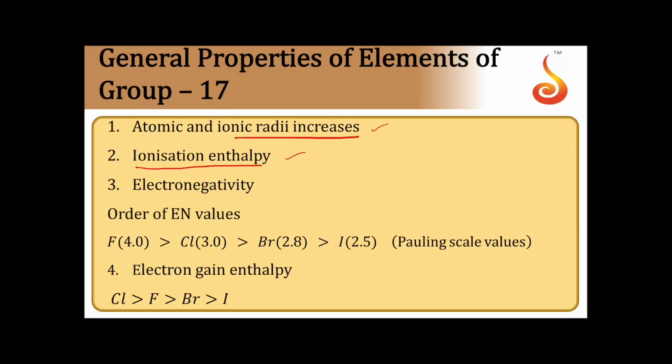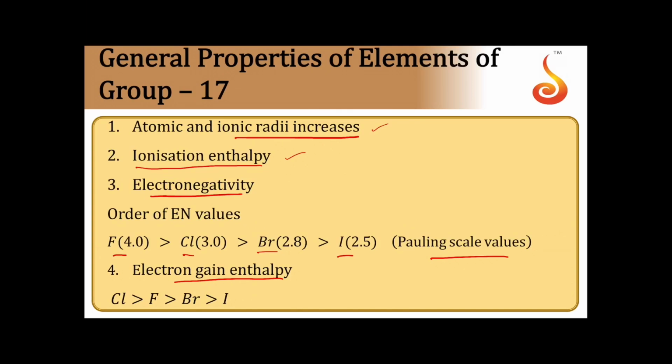Electronegativity: they are highly electronegative elements in the periodic table, and in the order of EN values, fluorine is the highest in the complete periodic table. So fluorine, then chlorine, then bromine, then iodine, and all the values are according to Pauling scale values only.